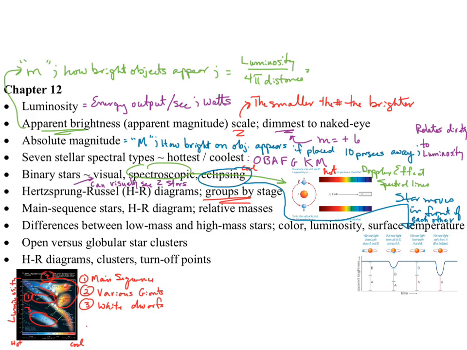Let's see the next one. Main sequence stars are fusing hydrogen into helium in the core. And what I did with that blue line that says high mass to low mass is this line right here, that diagonal, these stars right here. These are high mass and these are low mass.